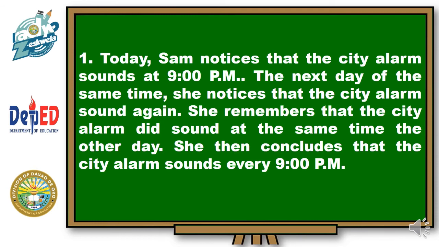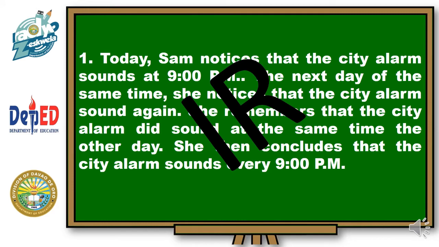For item number 1, today, Sam notices that the city alarm sounds at 9 p.m. The next day at the same time, she notices that the city alarm sounds again. She remembers that the city alarm did sound at the same time the other day. She then concludes that the city alarm sounds every 9 p.m. What type of reasoning is used in this situation? The answer is, what is your answer? Correct. It is IR, meaning the statement is inductive reasoning. Did you get the correct answer?